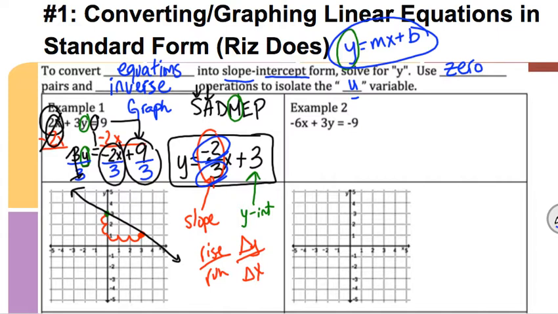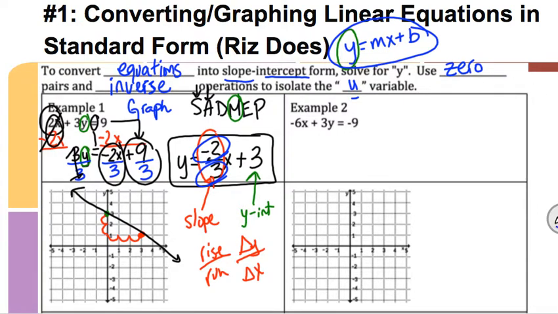Okay, let's move on. Let's do example 2. So example 2 looks very similar. And just so you guys know, this is standard form. It's ax plus by equals c. Some number x plus some number y equals some other number.